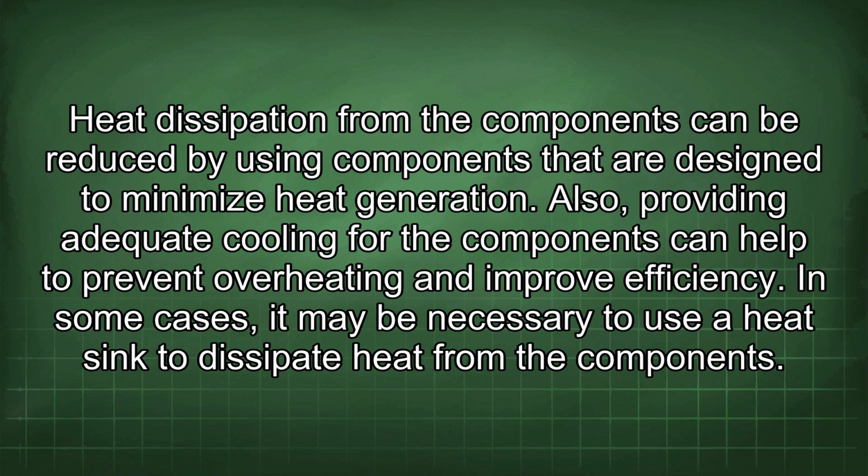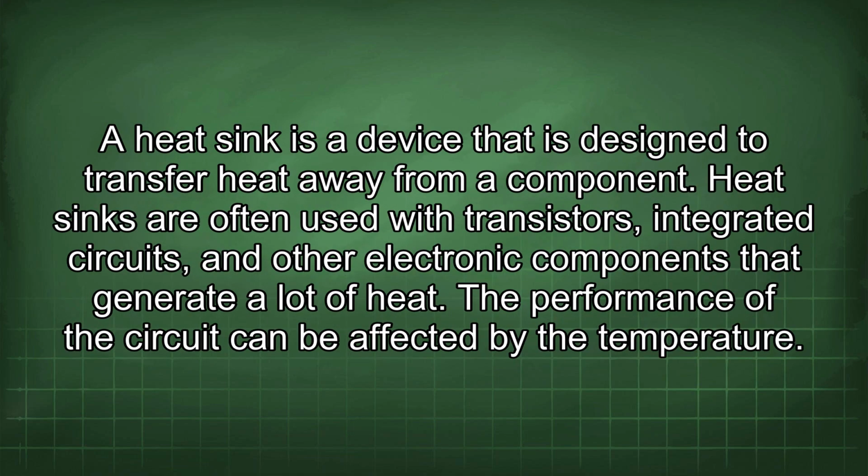Heat dissipation from the components can be reduced by using components that are designed to minimize heat generation. Also, providing adequate cooling for the components can help to prevent overheating and improve efficiency. In some cases, it may be necessary to use a heat sink to dissipate heat from the components. A heat sink is a device that is designed to transfer heat away from a component. Heat sinks are often used with transistors, integrated circuits, and other electronic components that generate a lot of heat.